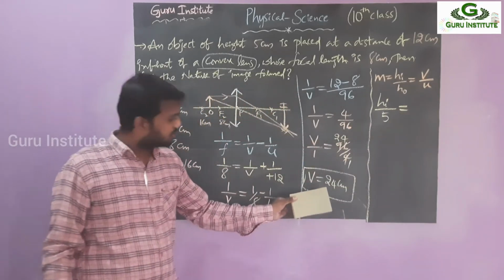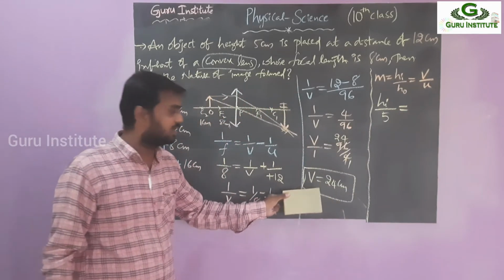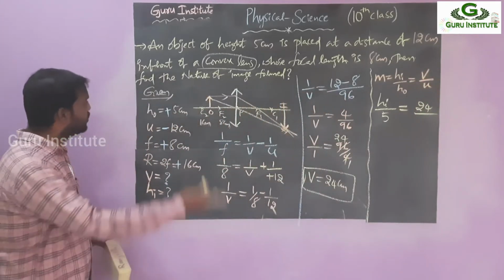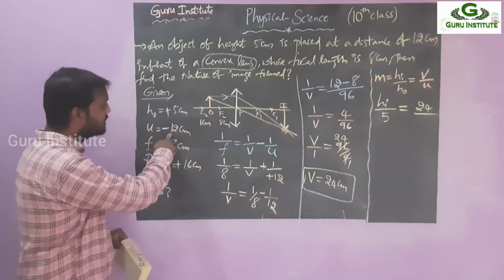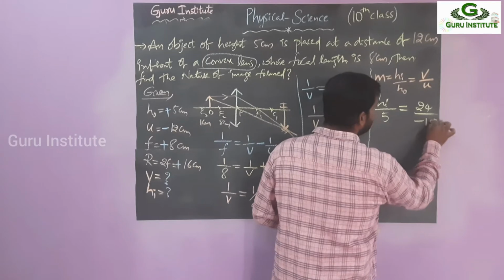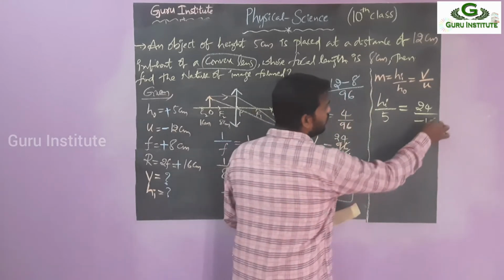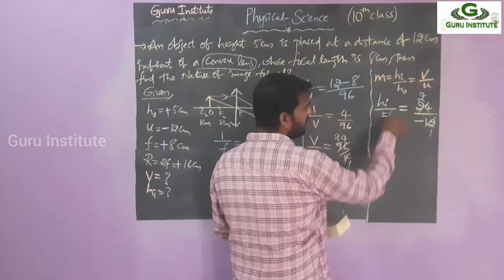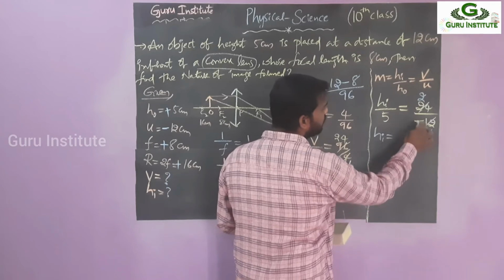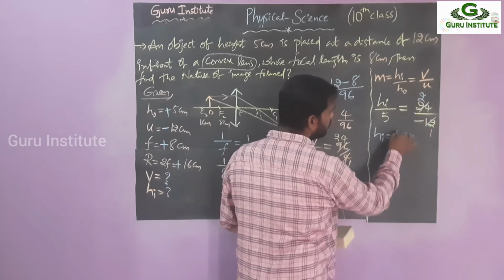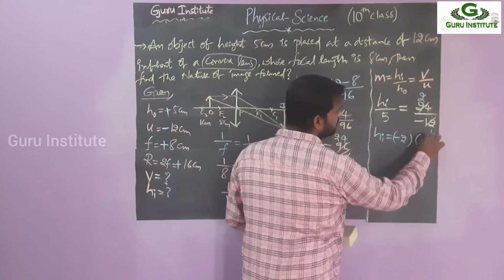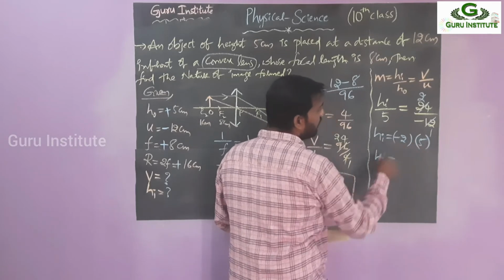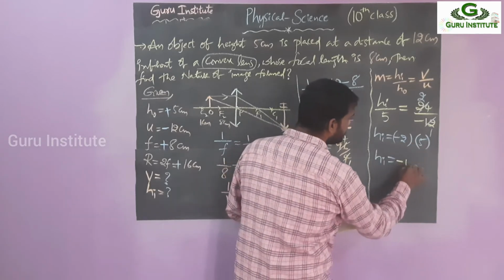What is the V value you are getting? 24. And V sign is what? Plus only. So that is 24 by U. Where is the U? U is here. How much? Minus 12. You can write minus 12. So then automatically what is the next one? 12 2s are 24, so 2. Then do the cross multiplication. This minus coming to the numerator. Whenever the denominator has a minus, you can take it to the numerator. Minus 2 into 5, cross multiply. Either division or multiplication. Therefore, HI is equal to what? 5 2s are 10. So simply minus 10 centimeter.